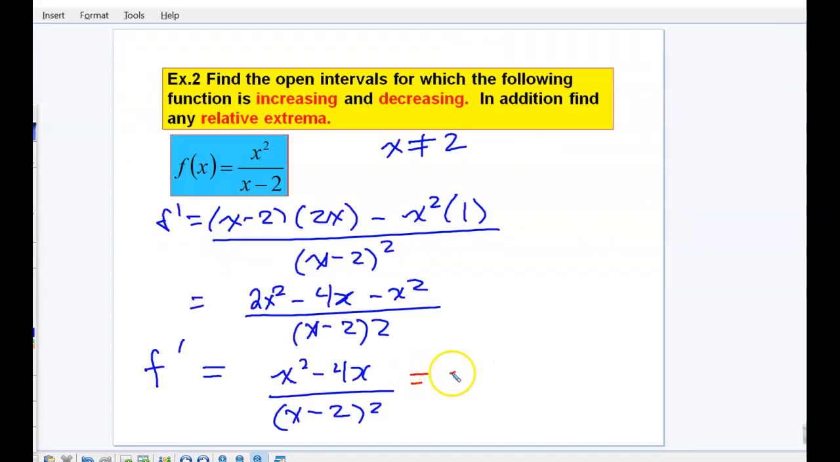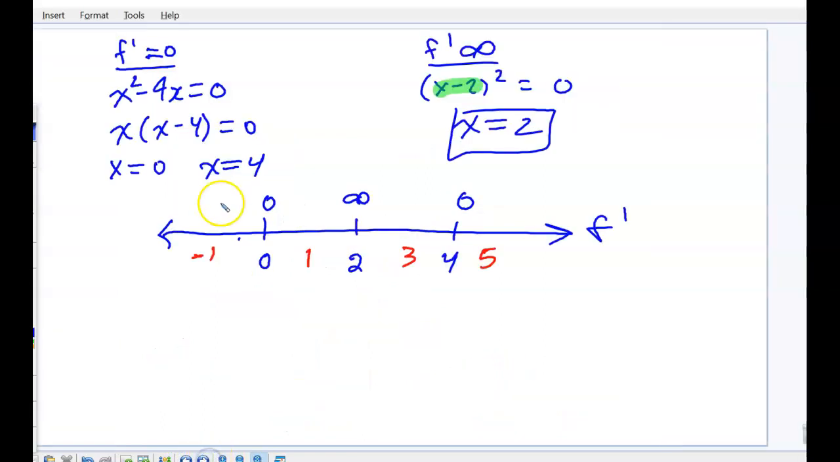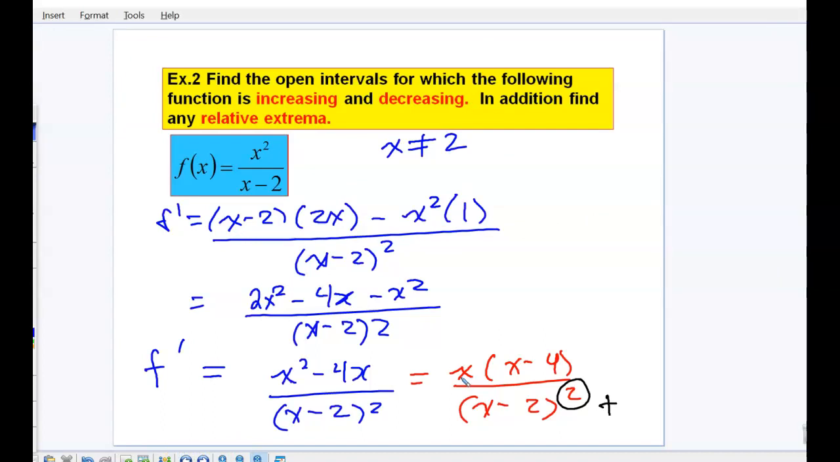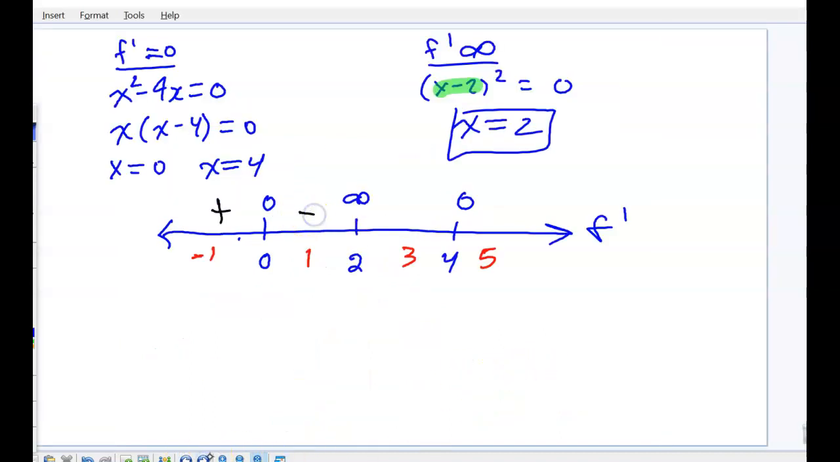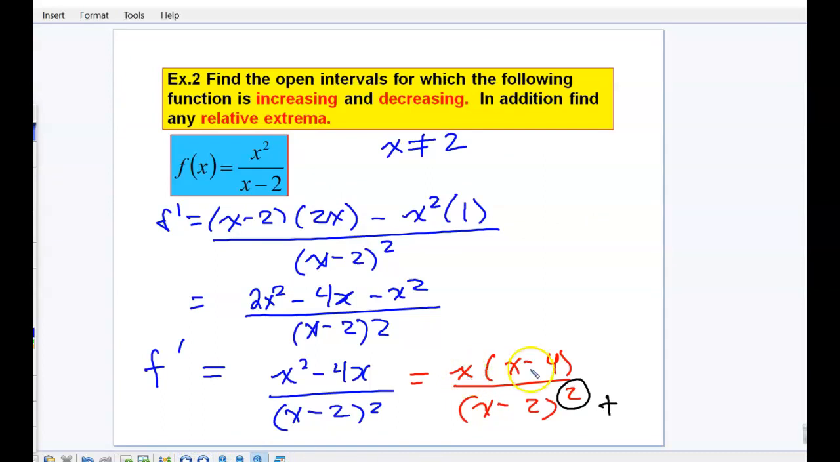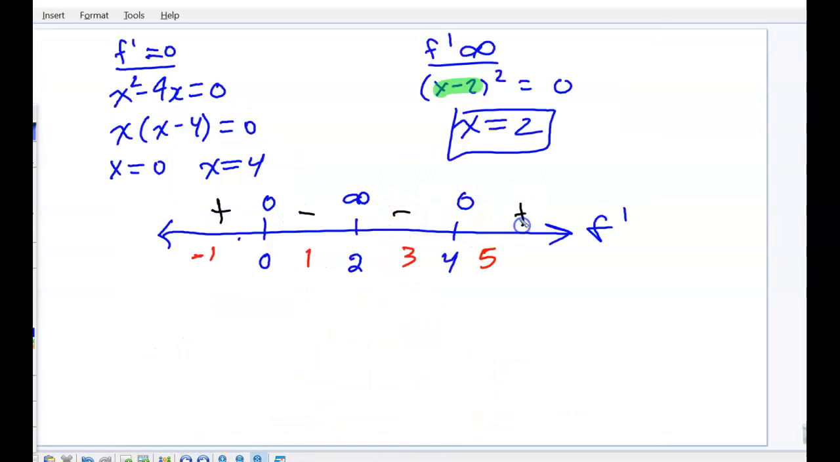If I look at the factored form, it's going to be x times x minus 4 over x minus 2 squared. And no matter what I plug in, the bottom is always positive because it's squared. So it's really the numerator that's determining. If I substitute a -1 in here, this will be negative, this will be negative, and the product of two negatives is positive. If I put a 1 in, positive, negative, it's going to be negative. If I put a 3 in, positive, negative, it's going to be negative, and a 5 is going to make them both positive.